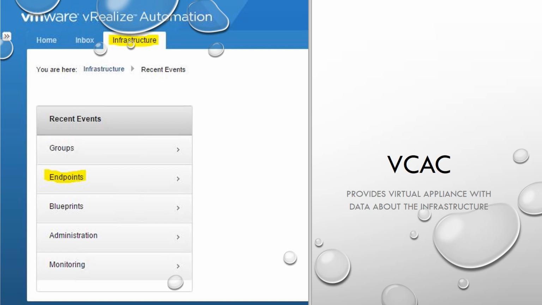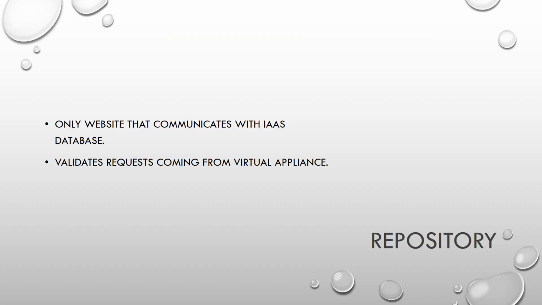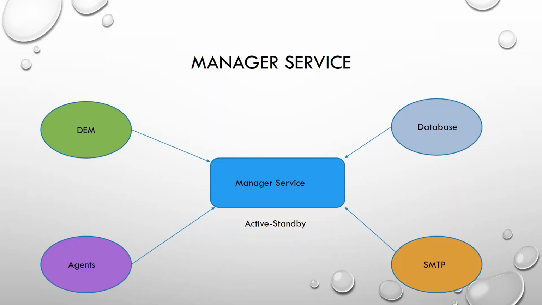The VCAC website provides the virtual appliance with the data about the infrastructure. All the data present inside the infrastructure tab of the vRealize Automation portal is actually coming from this website. The repository website is the only website that is directly in communication with the IIS database. It validates all the requests coming from the virtual appliance.